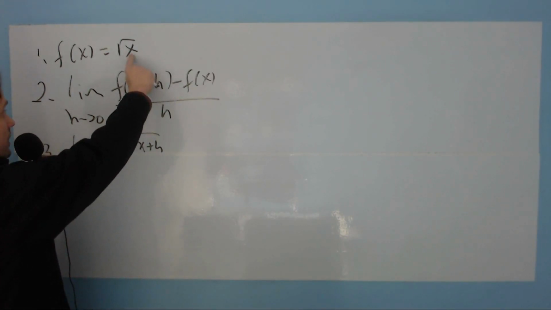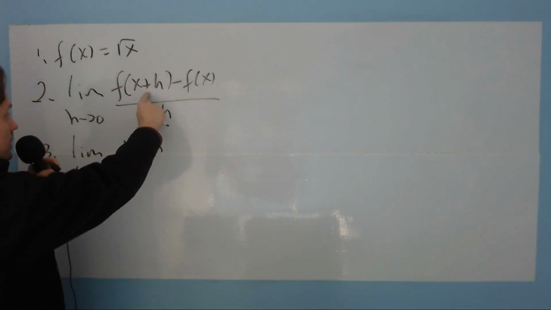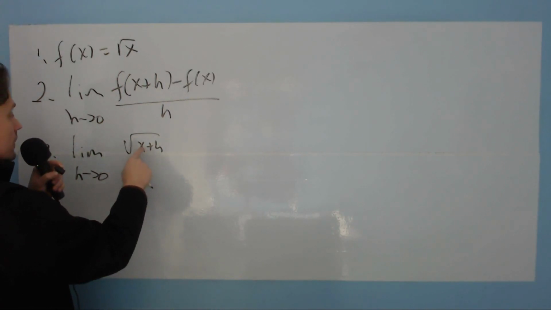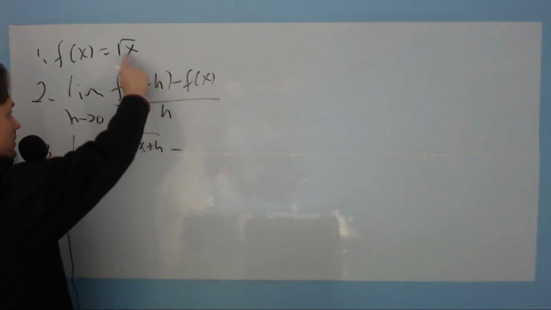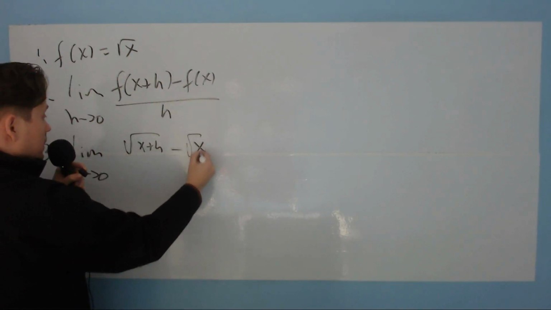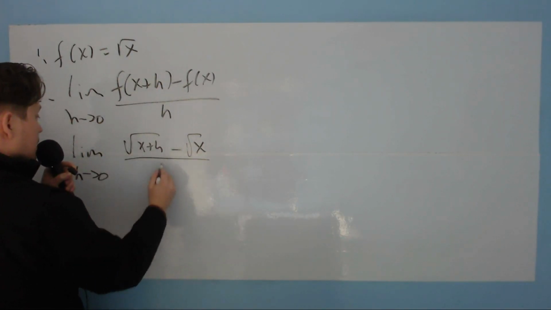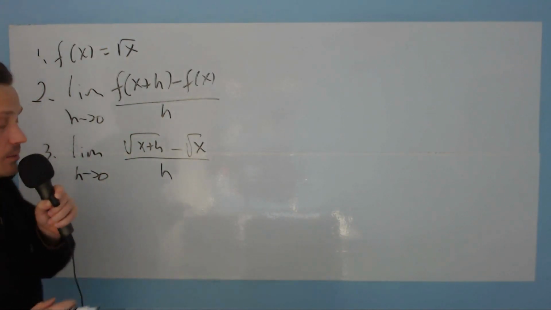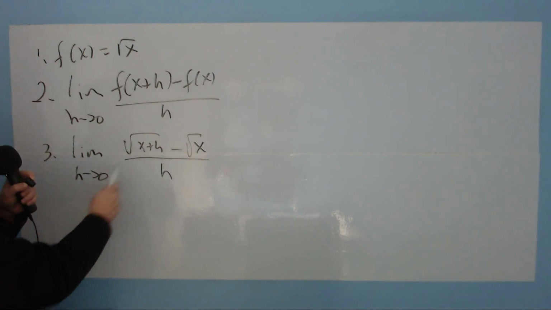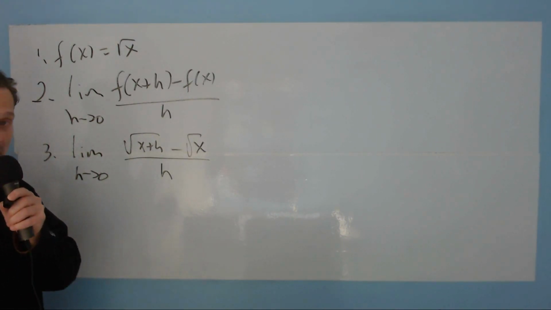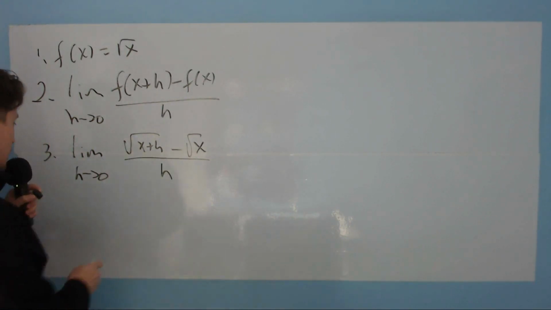So here, wherever I see x, I replace it with x plus h. That's why I put root of x plus h. Then I'm going to subtract from it f of x, the original definition, which is just the root of x. And then I divide that by h. So this is the basic difference quotient. Then you take the limit of that as h goes to 0, and that gives you the derivative of the root of x.